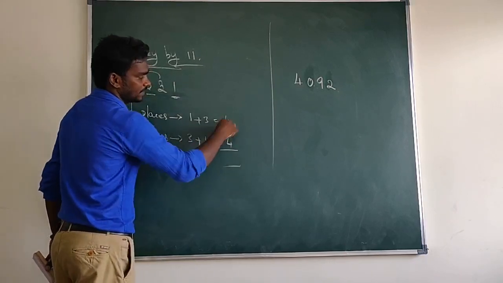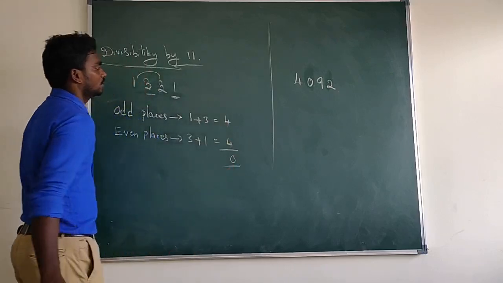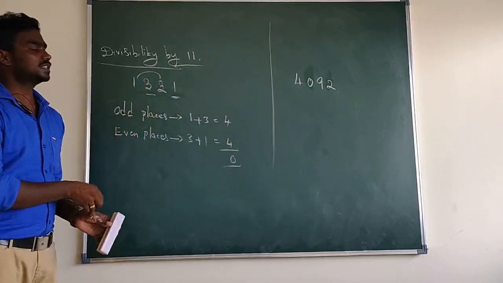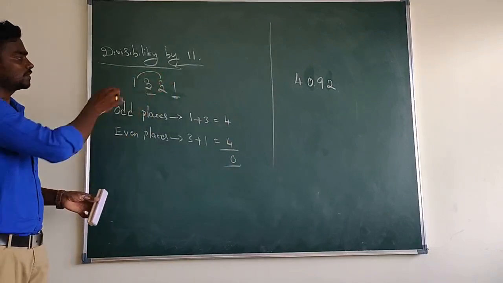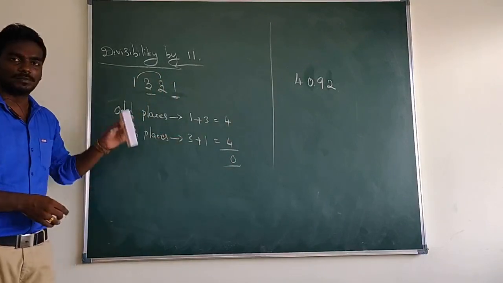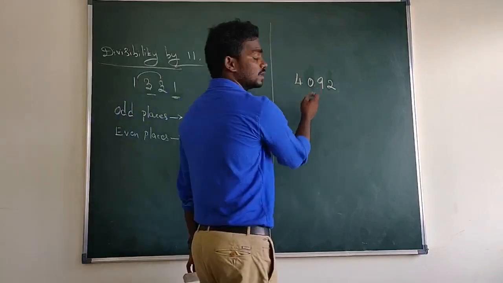What is the difference between these two 4s? It is 0. So the difference between the sum of the odd places and the sum of the even places is 0, which is divisible by 11. So this is the next one.